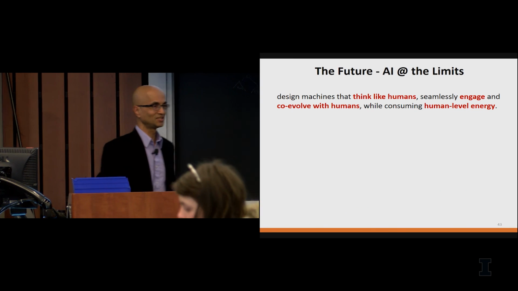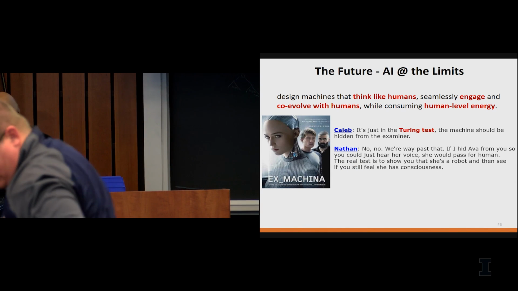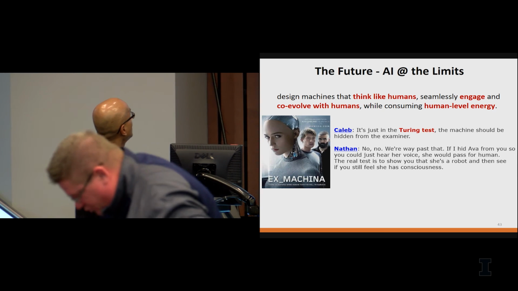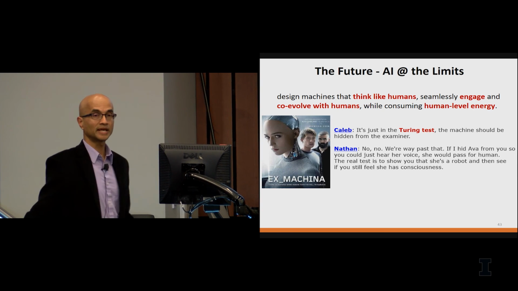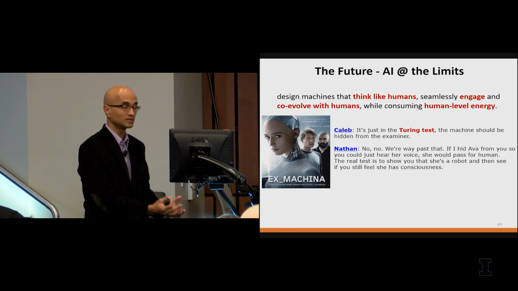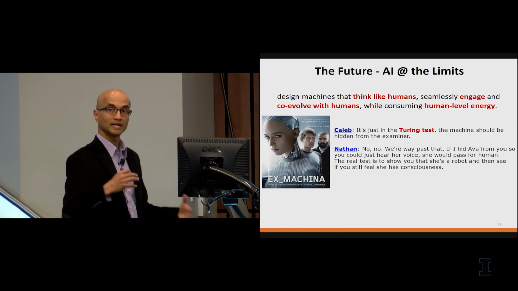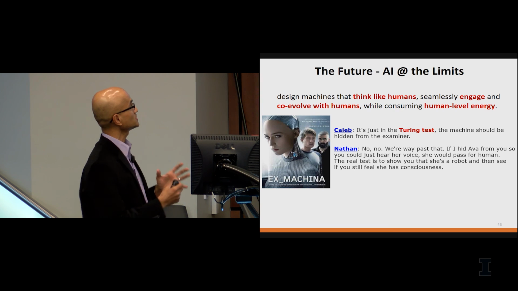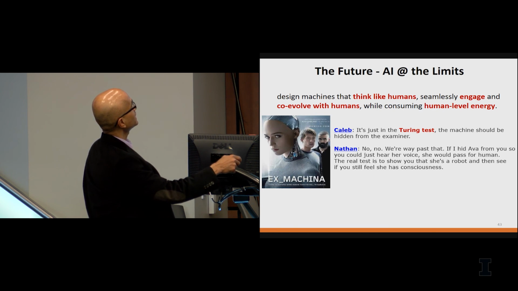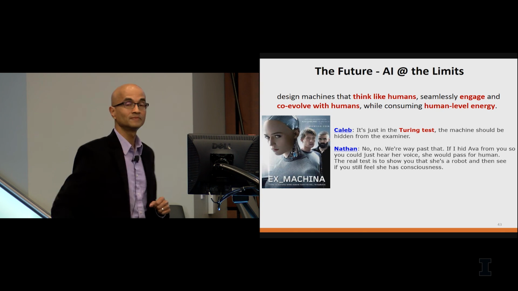Okay, so the future, where will all this go? Kind of segues into the question that was asked. If you think about the power of AI, right, and if you can bring AI into a small form factor, you can build autonomous agents moving around, sensing their environment, interacting with humans, making decisions. So right now, our goal is to build machines that think like humans, seamlessly engage, and co-evolve.